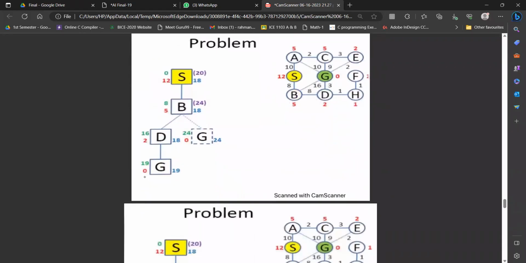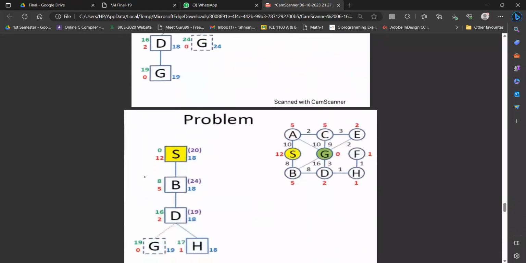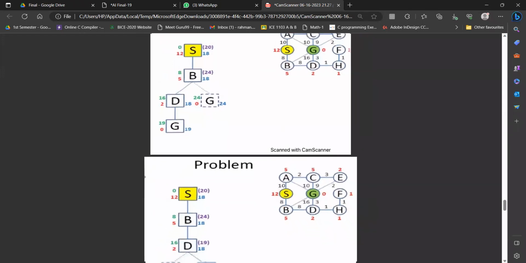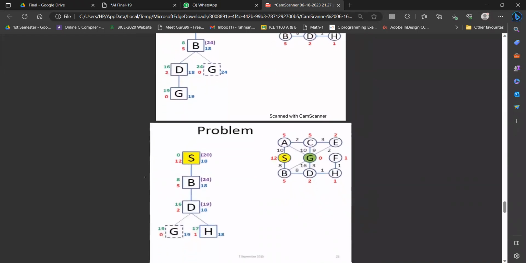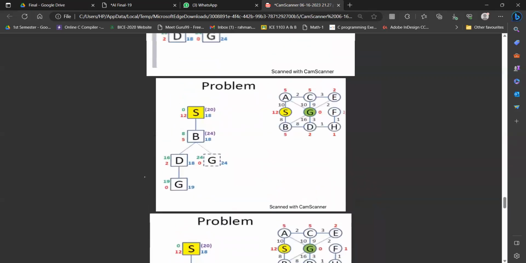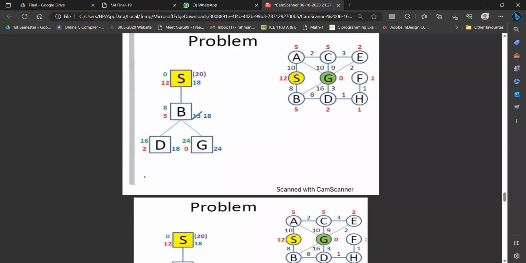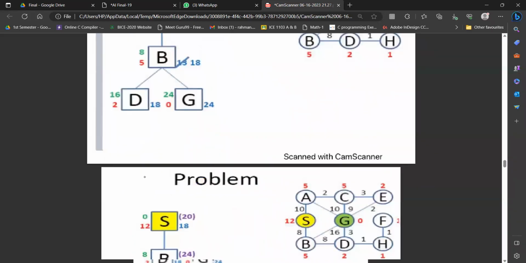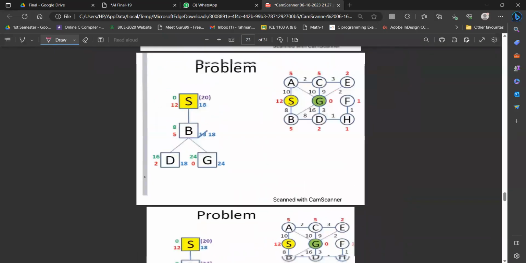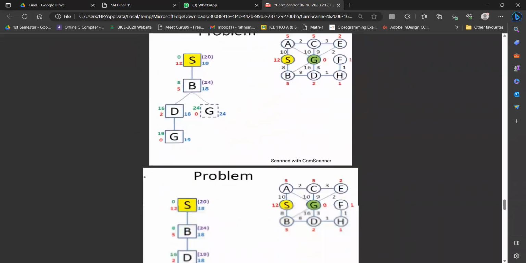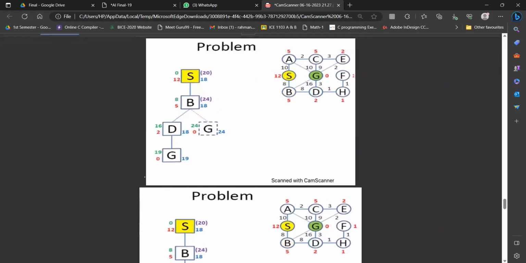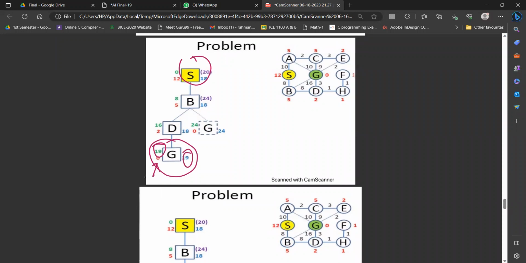So H comes first alphabetically, so of course we should explore H first. Oh, so G comes alphabetically first, so we should explore G first. I'm sorry, I just got a little caught up. So since G comes first alphabetically, I will be exploring G, okay? And the heuristic value of G is 0. And from the start node to G, the path distance is 19. So we get 19 here, all right?